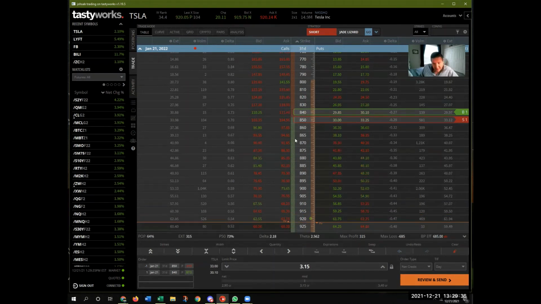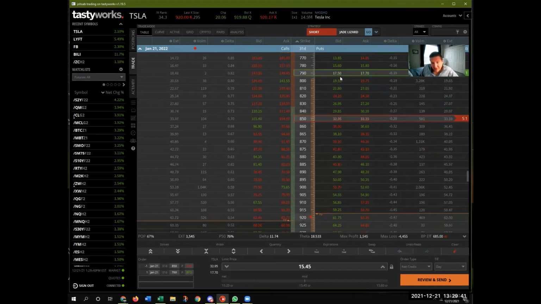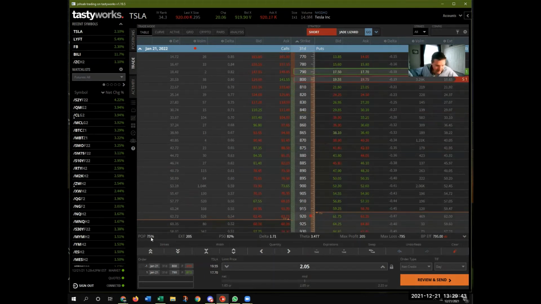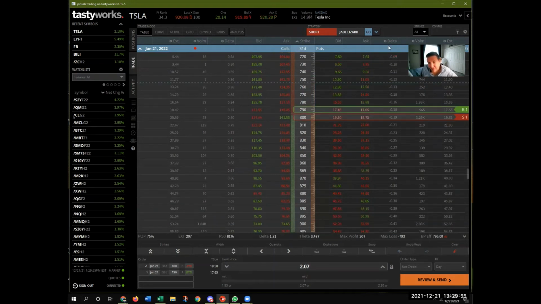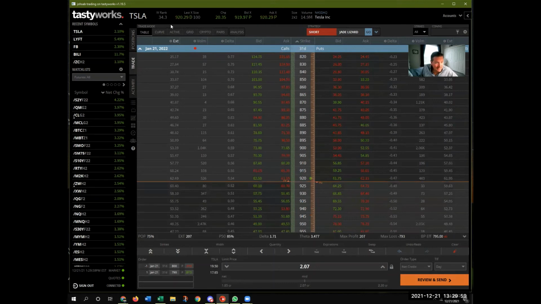That gives me a fairly good trade. If I want to move it down, say to 800, my pop will go up to 75%, but then the ratio of my max profit to my max loss will be a smaller gain and a higher loss because I'm moving further away from the money. And at the money, when you hear about that, at the money is 920. So these are essentially the at the money options at 920.